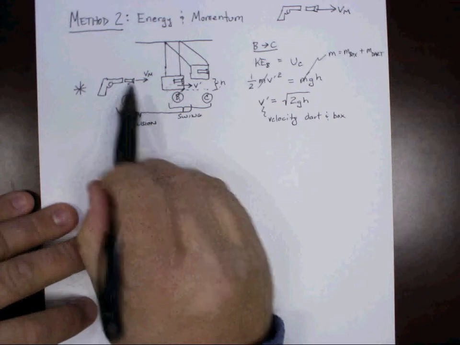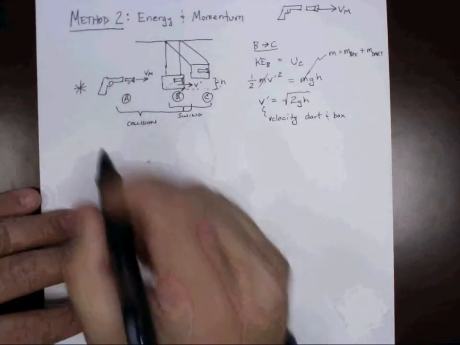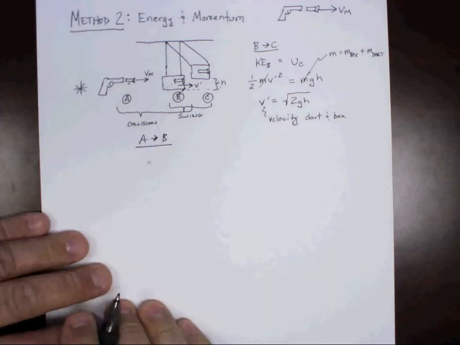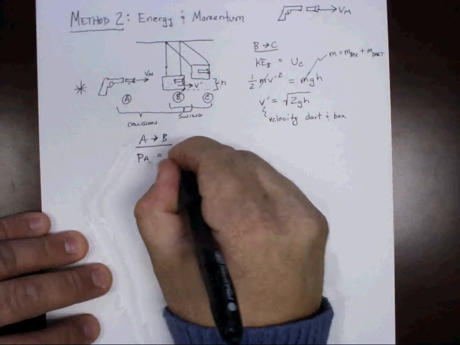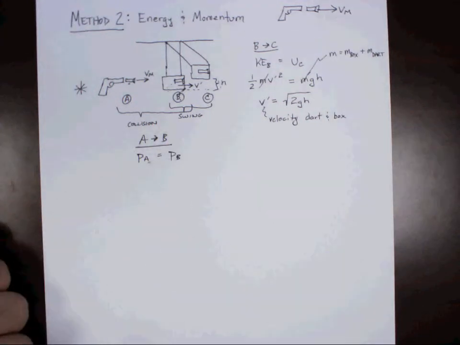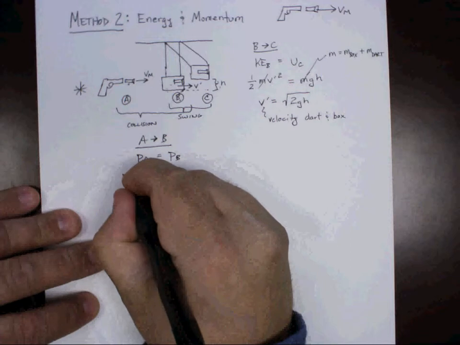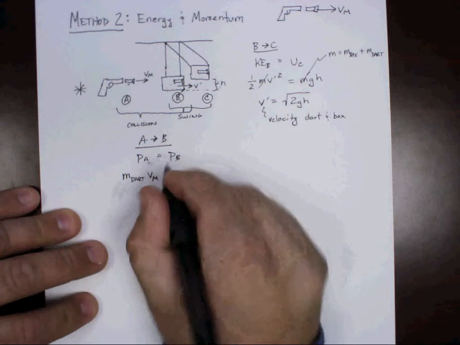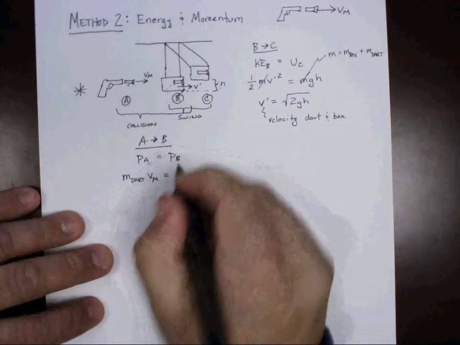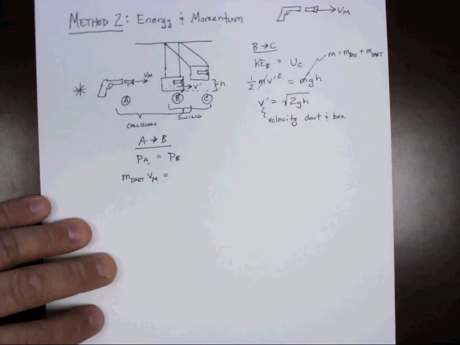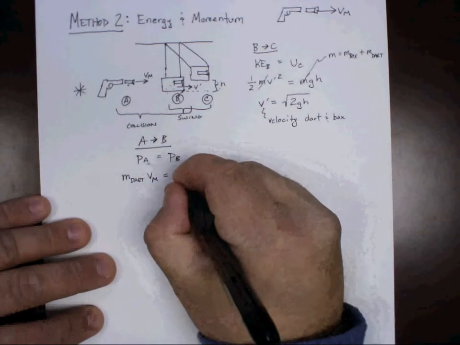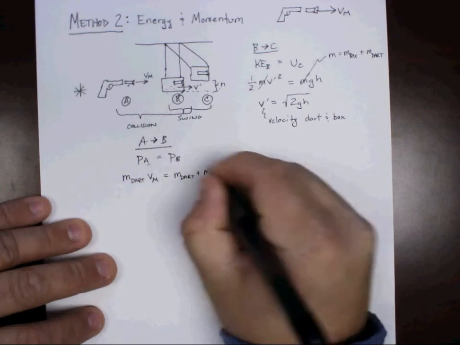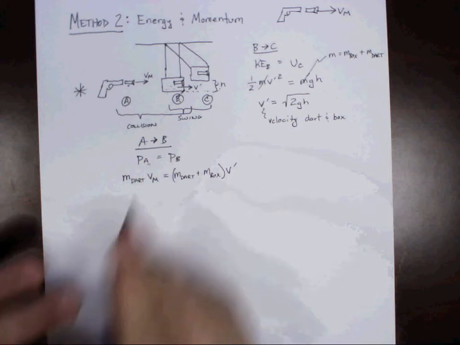And that's the velocity of what? Anybody? The dart and the box as they move off together. But we don't want that. We want the velocity of the dart before it hit the box. So now we're going to analyze from A to B. And this is the collision. What kind of physics are we going to use from A to B if it's a collision? So from A to B, we're going to do collision. The momentum at A equals the momentum at B.